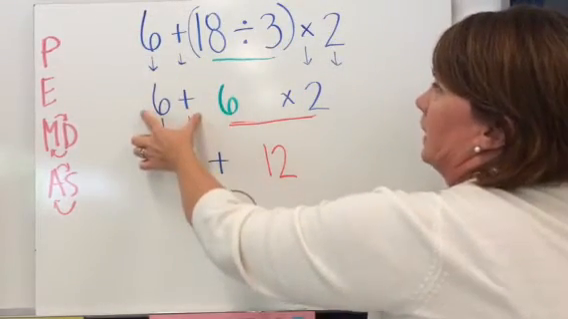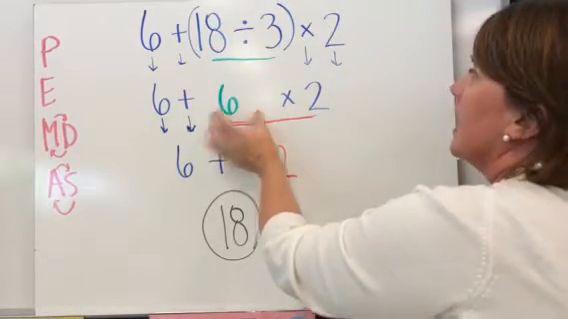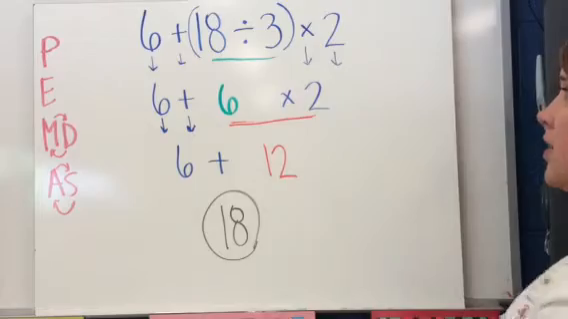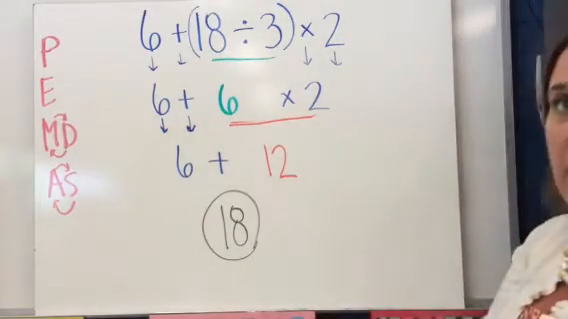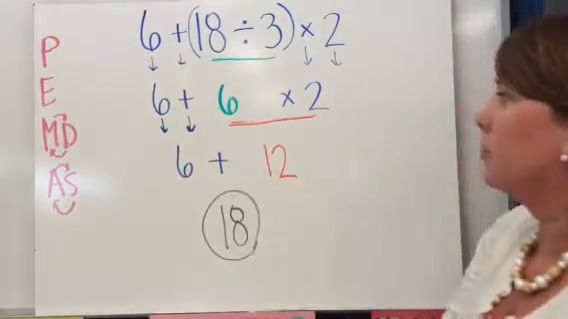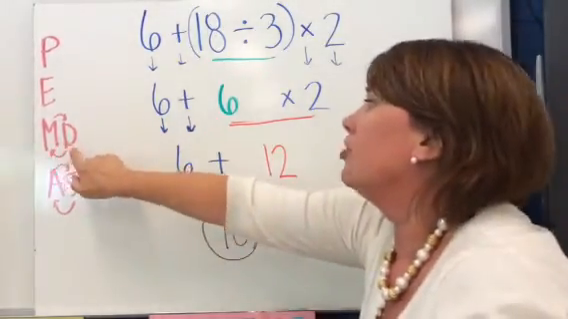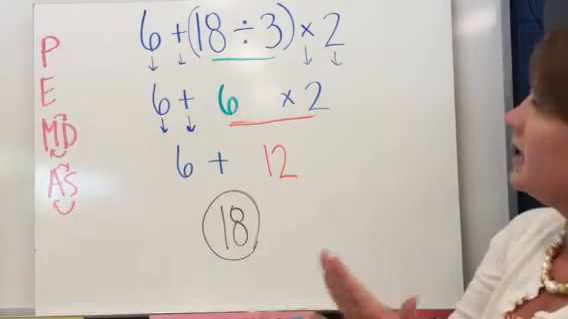18 divided by 3 is 6, so I rewrite everything else. I bring 6 plus down. I do 18 divided by 3 and I get 6. And then I bring down the times 2. So now I have a new problem. 6 plus 6 times 2. And then I follow the order of operations. There are no exponents in this problem. Is there multiplication and division? Yes, there's multiplication, so I'm going to do that next.